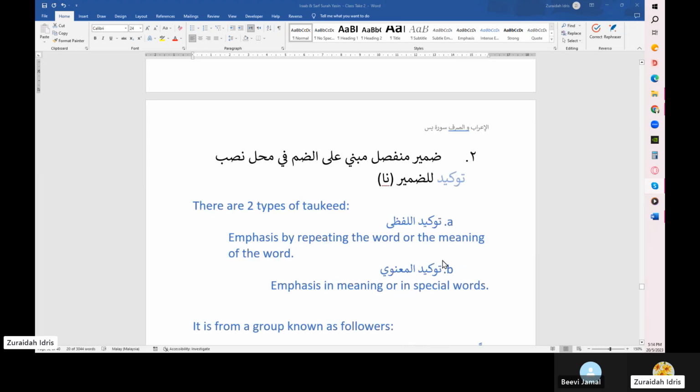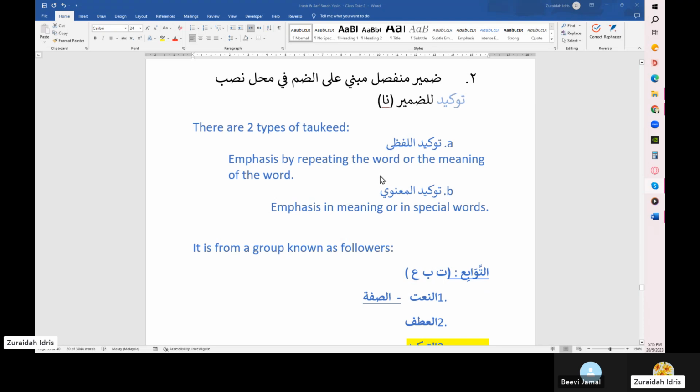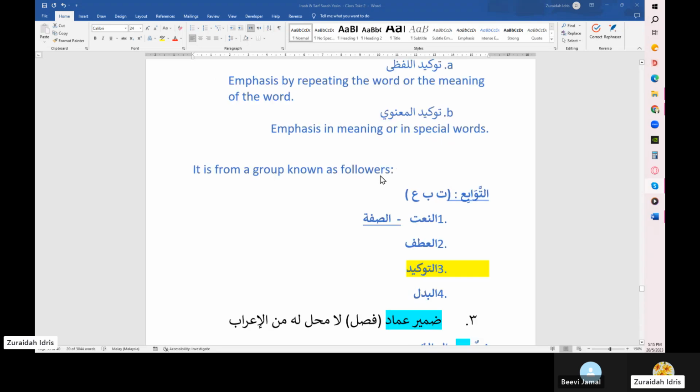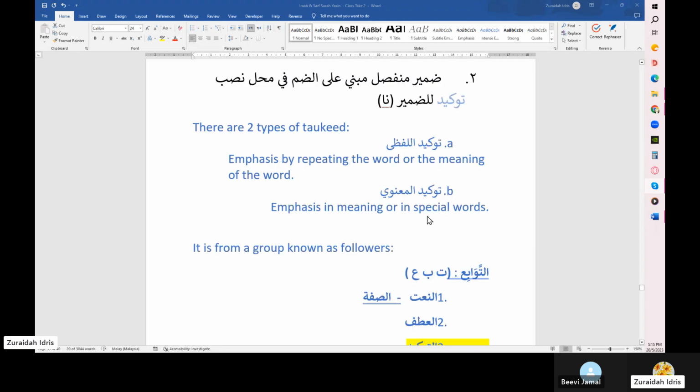So what do we mean by tawkid? I explained that there were two types of tawkid, al-lafzi and al-ma'nawi. In our case, it's the one that repeats. So we repeated the word so that we emphasize we, and only we. There's also tawkid al-ma'nawi, which is emphasis in meaning. Not in this case, because sometimes with tawkid we use special words to emphasize something. But this is another topic, and we should give it its due, so we won't discuss it here. We just talk about the repetition part.